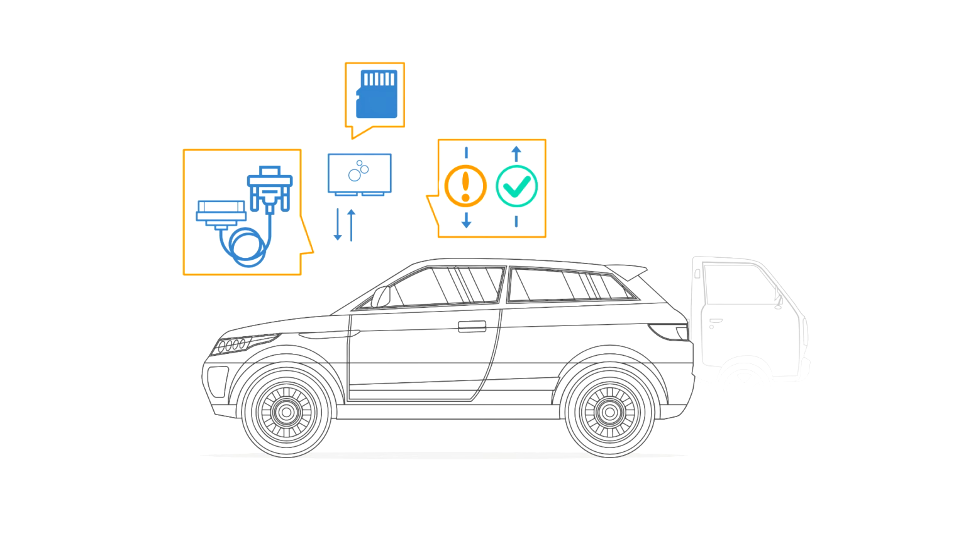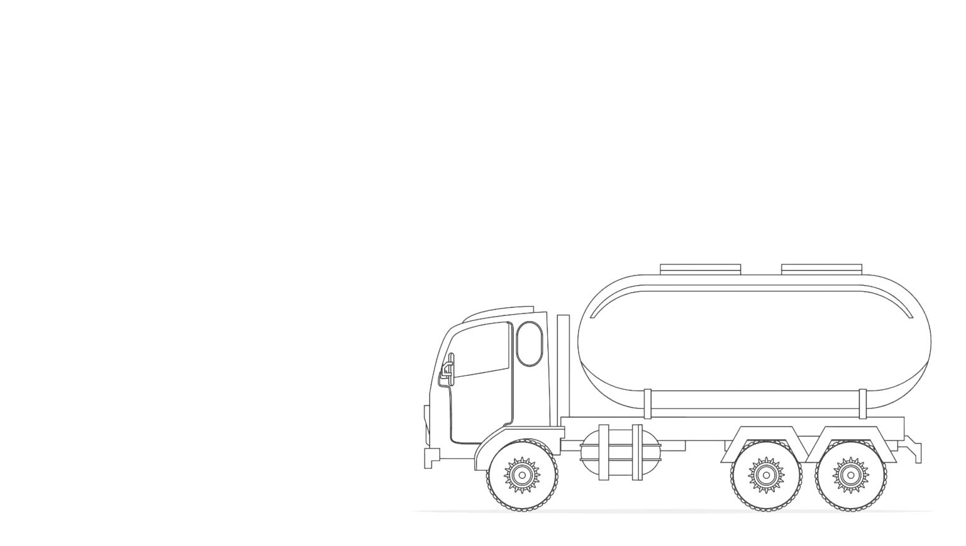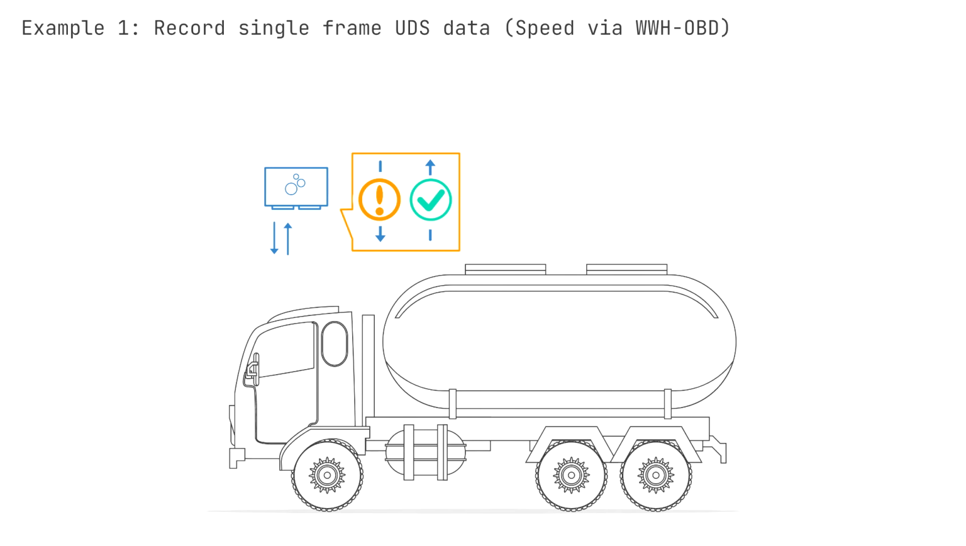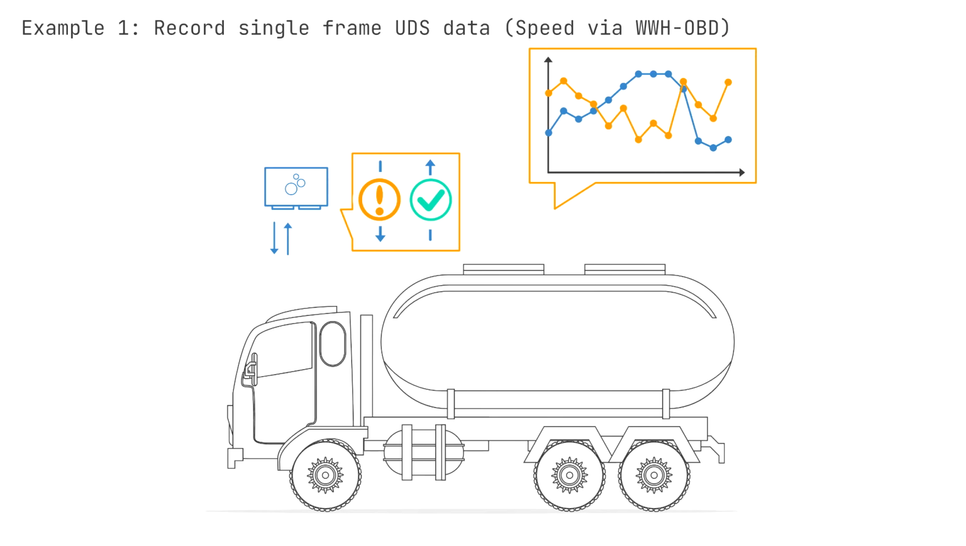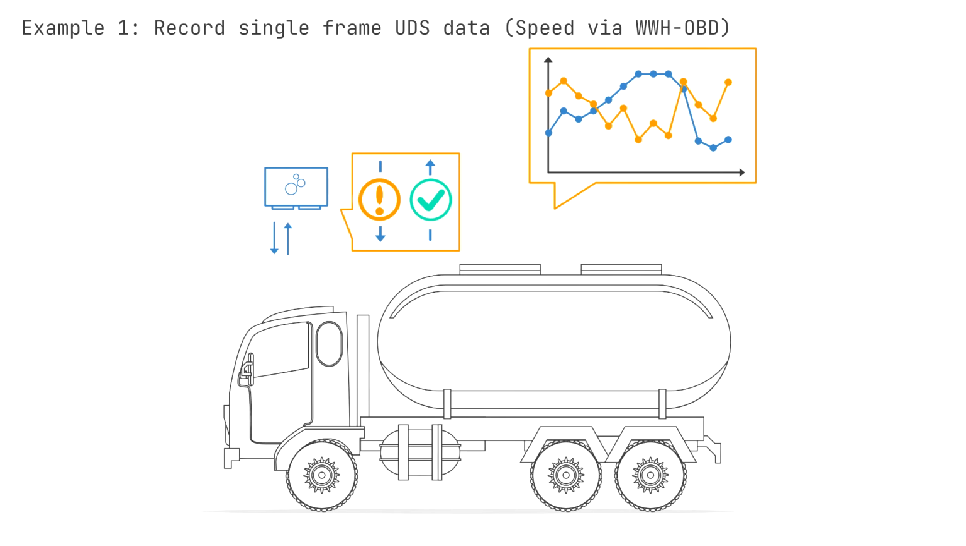To show how UDS works in practice, we'll start with a basic example. As outlined before, WWH-OBD is based on UDS and is mandated in all EU trucks after 2014. As part of this, many EU heavy-duty trucks will let you request parameters like speed, RPM, fuel level, etc. in a way similar to how you'd request this information via OBD2 PID request in a car. See our OBD2 intro and OBD2 data logger intro for details.